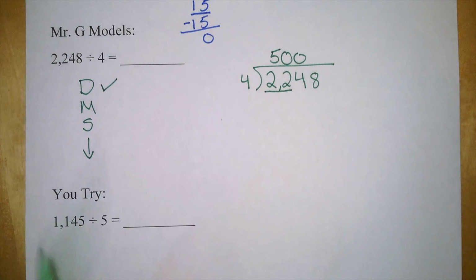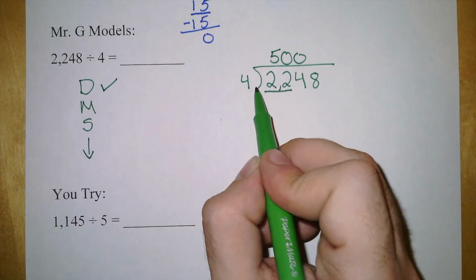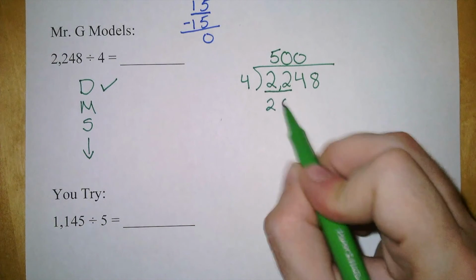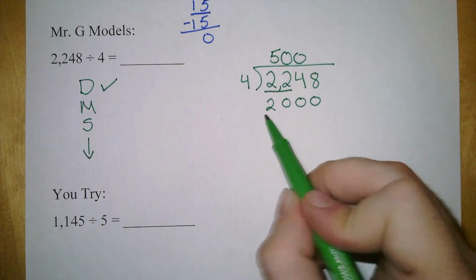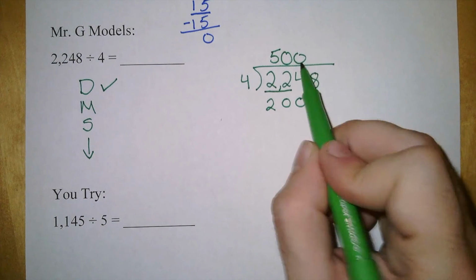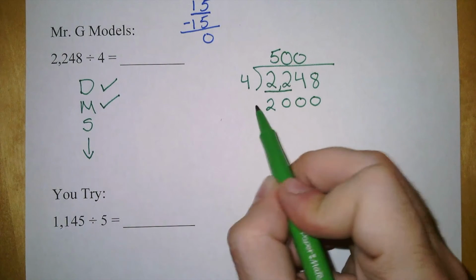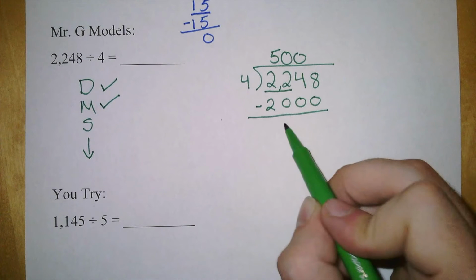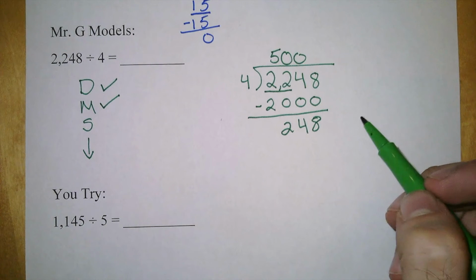That's divide. Now we multiply. 500 times 4 is 2,000. Scholars can do that really quickly by doing 5 times 4 equals 20, and then making sure they place the 2 zeros at the end. Multiplied. Now let's subtract. That leaves me with 248 left to divide into my groups.